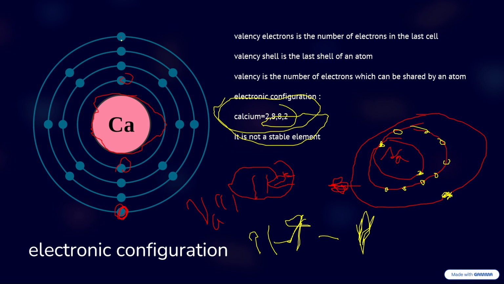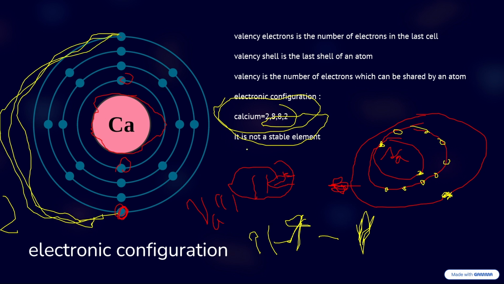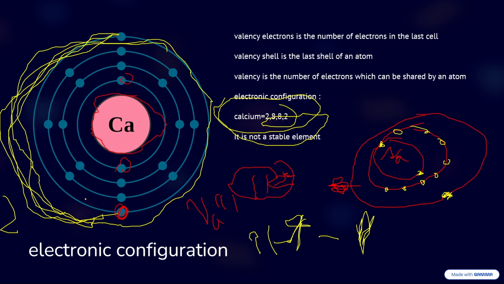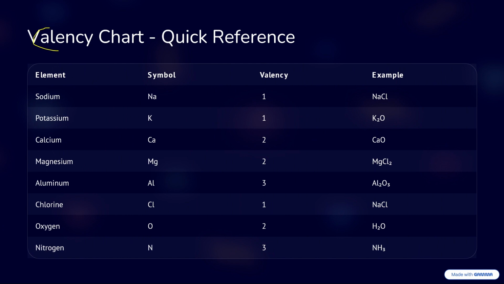Now next, what are valency electrons? The electrons present in the last shell. For calcium, what are the valency electrons? There are two valency electrons. See, these two are valency electrons because they are present in the last shell. What is the valency shell? The last orbit or shell is called the valency shell. I also told you that orbit and shell are the same, two names for the same thing. And valency is the number of electrons which can be shared by an atom. I'll explain this in upcoming slides.